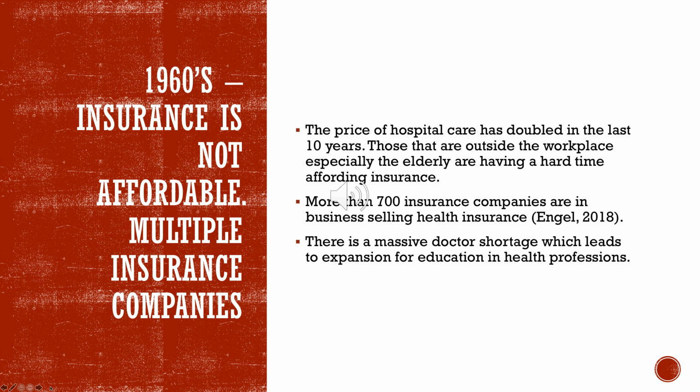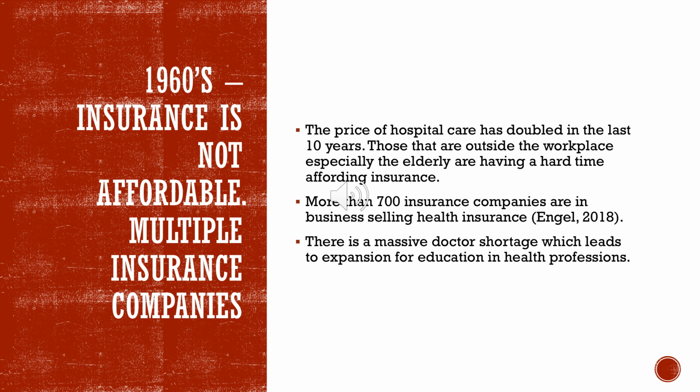So now we come into the 1960s. Insurance is not affordable. There's multiple insurance companies competing against each other, raising the costs. The price of hospital care has doubled in the last 10 years. Those that are outside the workplace, especially the elderly, are having a hard time affording insurance. It's becoming a huge problem. More than 700 insurance companies are in business selling health insurance.